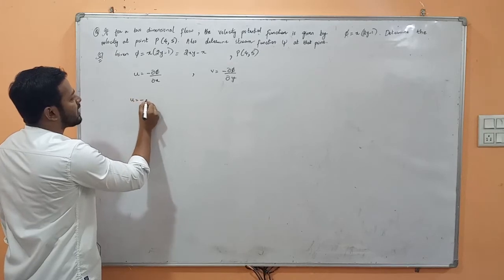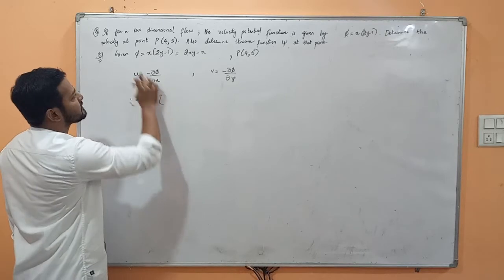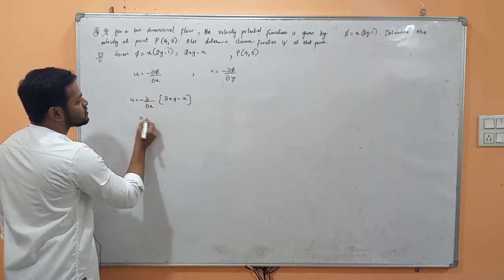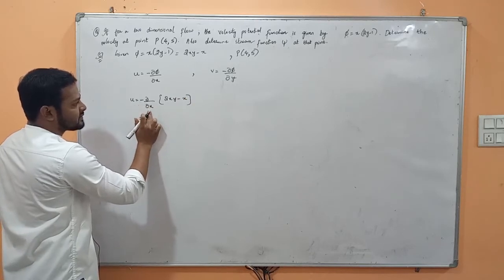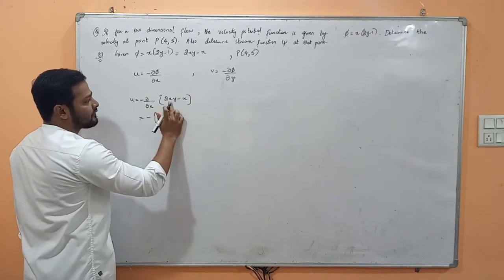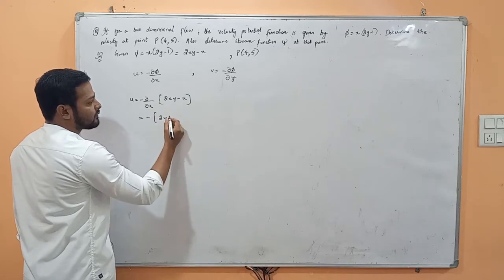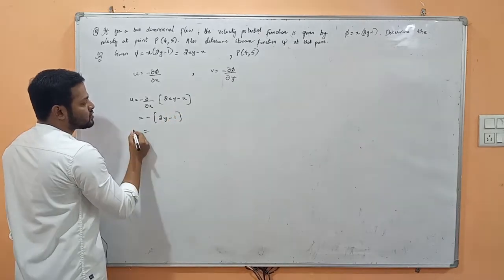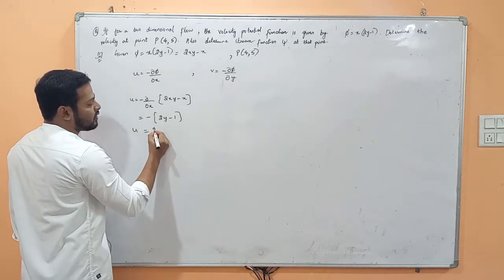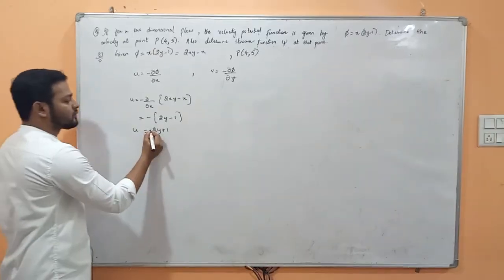So u is equal to minus dou by dou x into phi, whose value has been given. Okay, what is phi? 2xy minus x. Partially differentiating with respect to x means y will become constant. So minus, dou by dou x of x is 1, so what's remaining? 2y. Again, dou by dou x of x is 1. So 2y minus 1. So u is equal to minus, if you send it inside, it will become minus 2y plus 1. Okay.